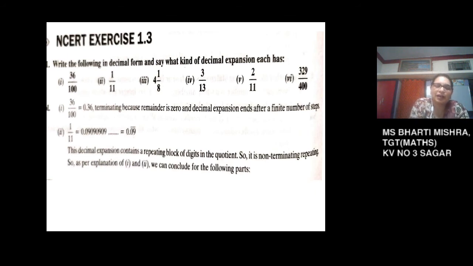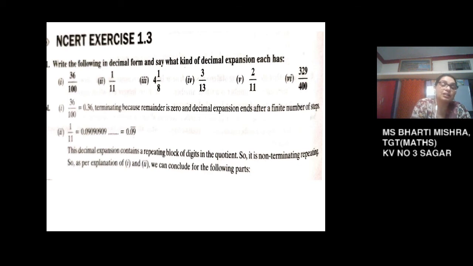So let's have a look at the NCERT exercise. Coming to the first question of exercise 1.3, write the following in decimal form and say what kind of decimal expansion each has. The first number is 36 upon 100. Now 36 upon 100 can be written as 0.36.